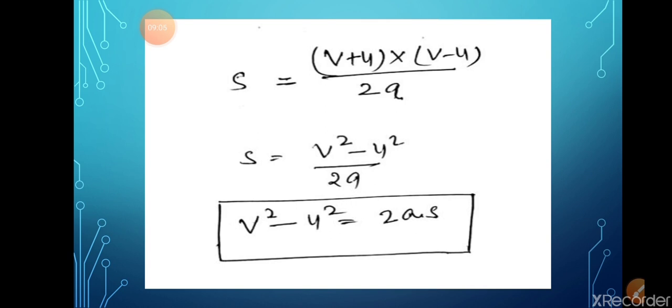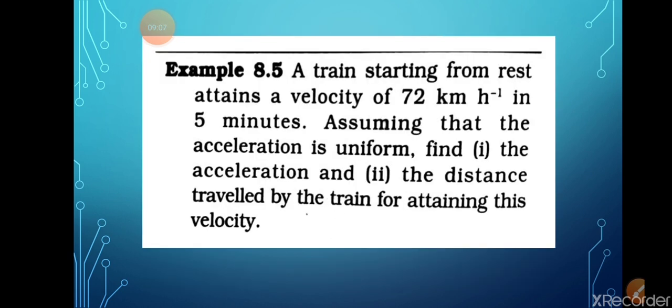Now you can solve few questions also. This is one question. A train is starting from rest, attains a velocity of 72 km per hour in 5 minutes. Assuming that the acceleration is uniform, find the acceleration and the distance traveled by the train for attaining this velocity.